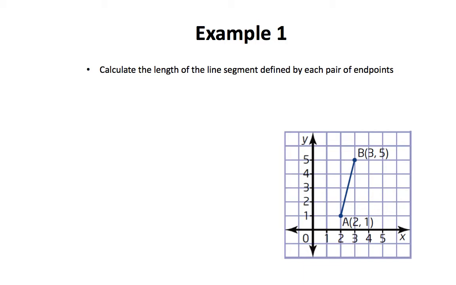In our first example, we want to calculate the length of the line segment defined by each pair of endpoints. The first thing you want to do is label the endpoints. I'm going to arbitrarily call point A point 1. So that's going to be x1, y1, and point B is going to be point 2. So that's going to be x2 and y2. Let's begin by writing the equation for length of a line segment.